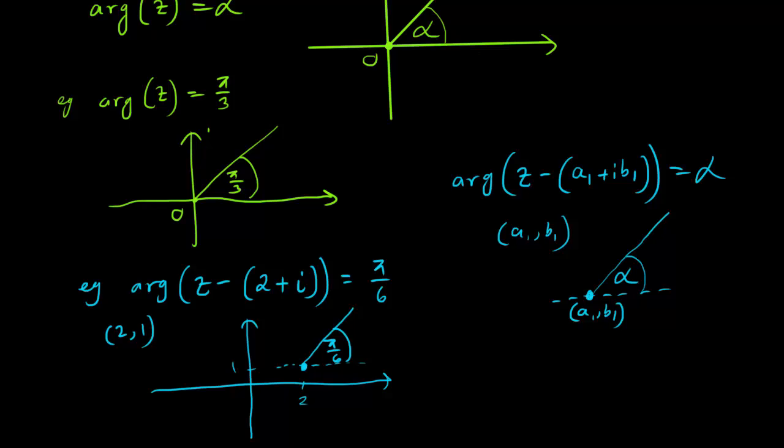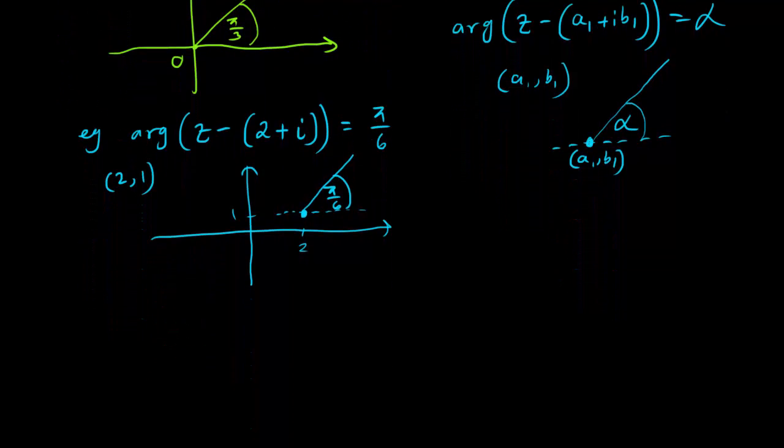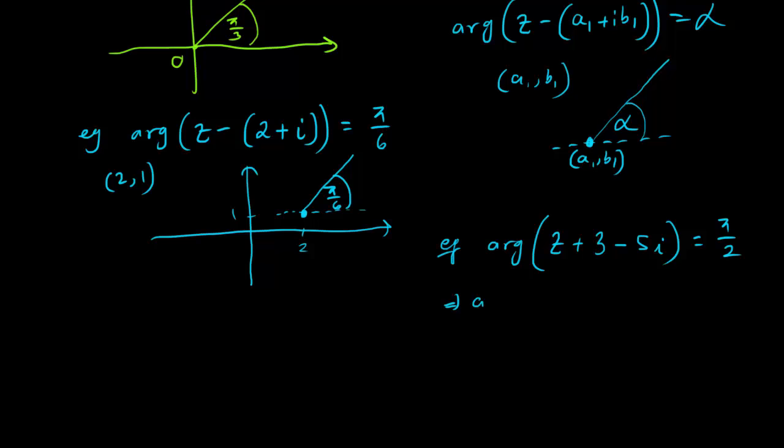So let's do another example. Argument of z plus 3 minus 5I equals pi by 2. Now first of all, the format is z minus, so we have to rearrange it. So we have to write it as z minus (minus 3 plus 5I), so that if you open the bracket it becomes z plus 3 minus 5I, and this equals pi by 2. So the starting point is going to be (minus 3, 5).